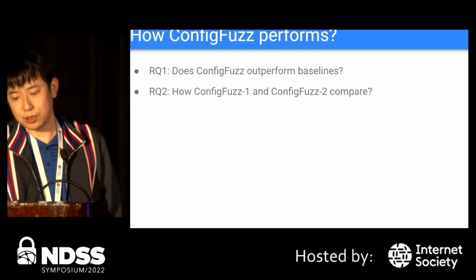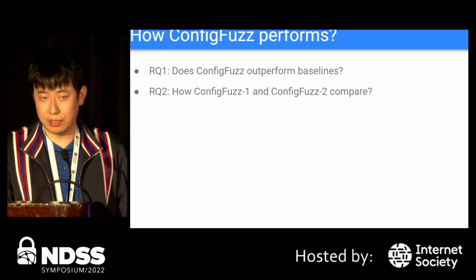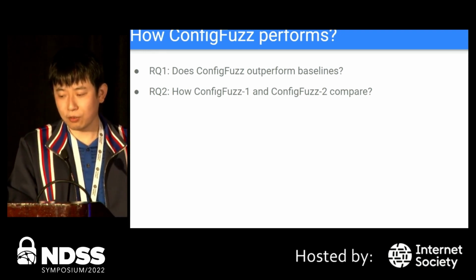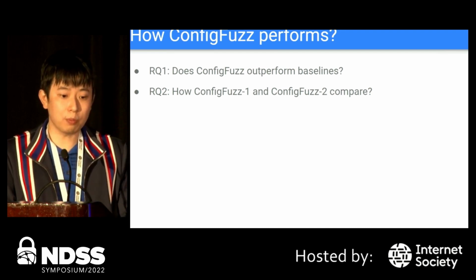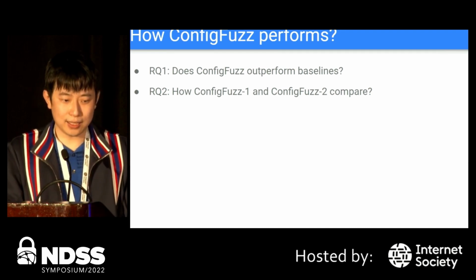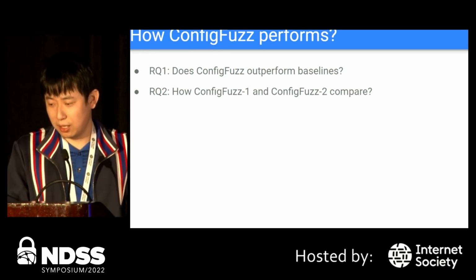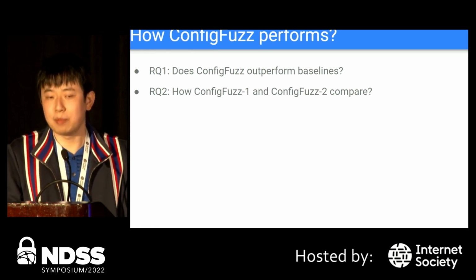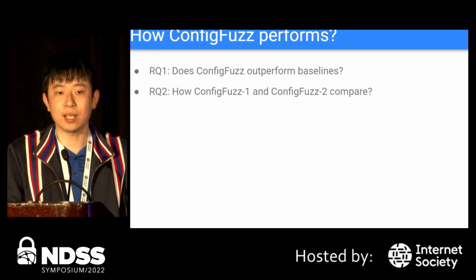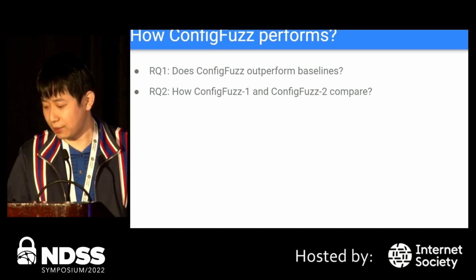There are two questions we are interested in in this evaluation experiment. First, does ConfigFuzz outperform the two baselines? And second, how do ConfigFuzz1 and ConfigFuzz2 compare? Remember, ConfigFuzz K basically means we specify at most K options in a configuration.